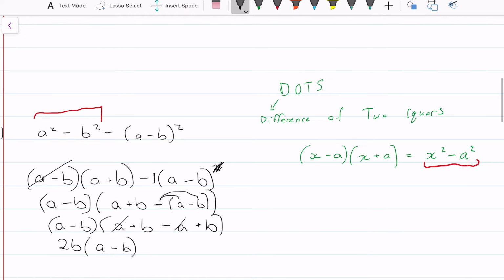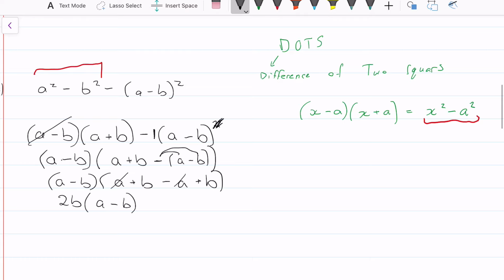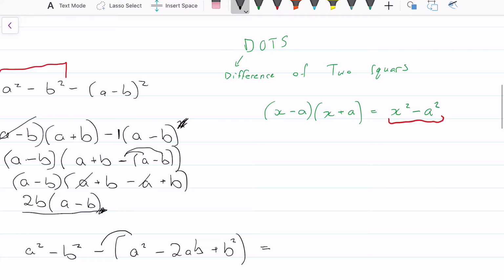Okay, an alternate way to do this question. So this is the final answer, but a different way to do this would be to just do a minus b squared, and then let's just multiply this out. Then we're left with a squared minus 2ab plus b squared. Okay, and then we multiply the negative into everything. We're left with a squared minus b squared minus a squared plus 2ab minus b squared. Okay, these cancel. So then what we're left with is 2ab, taking the positive in front, minus b squared.